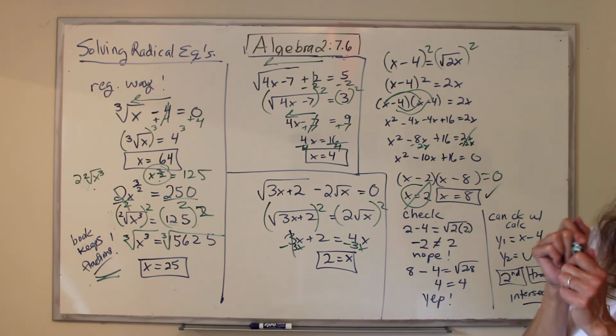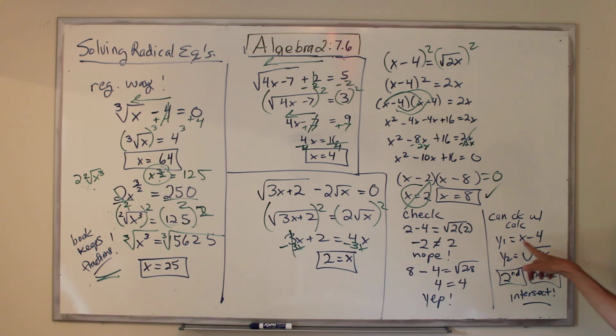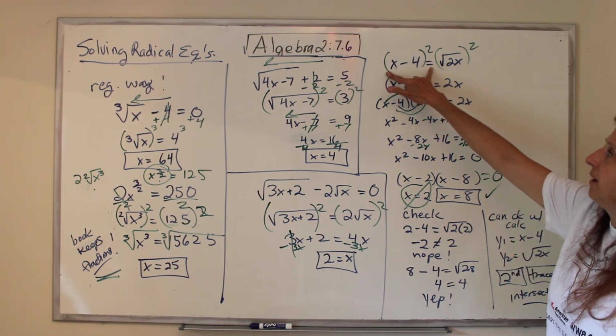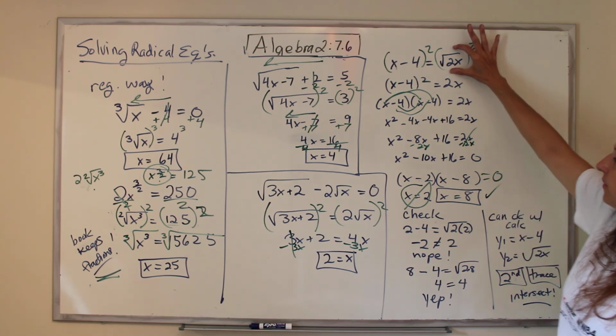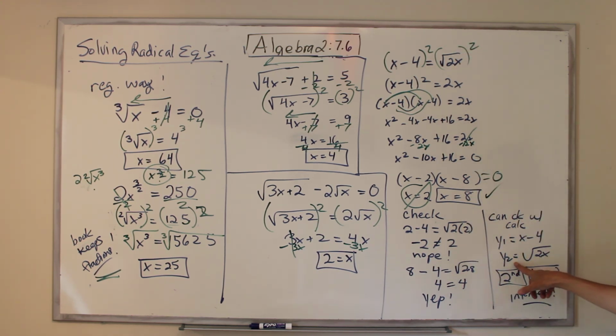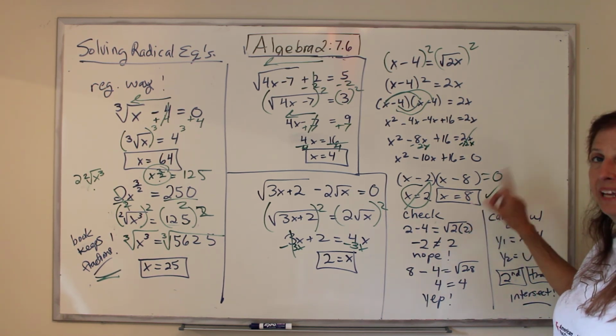Now you can also use your calculator to check. You put in one half of the original equation for y1, x minus 4. Put the other half of the equation in for y2, square root of 2x, graph them, and then find the intersection by doing second trace intersect, and where they intersect is going to be 8.